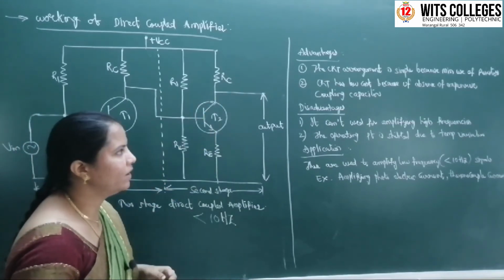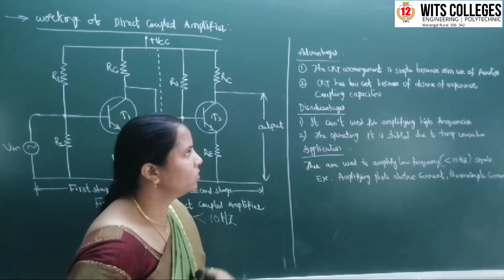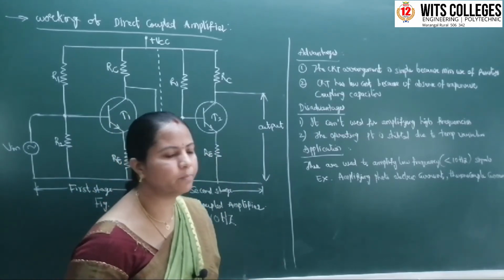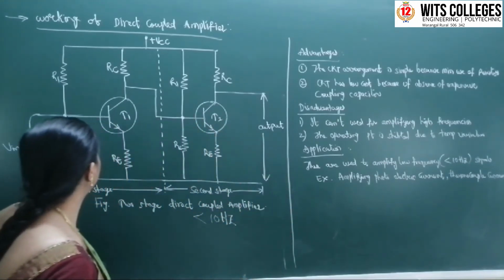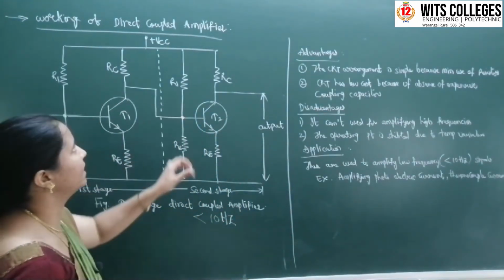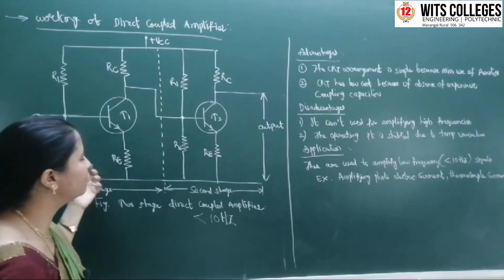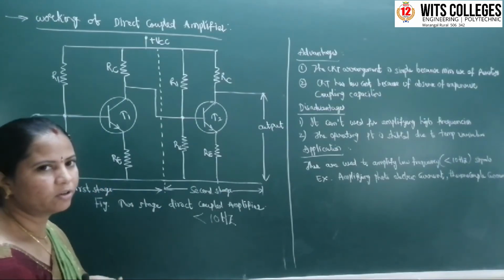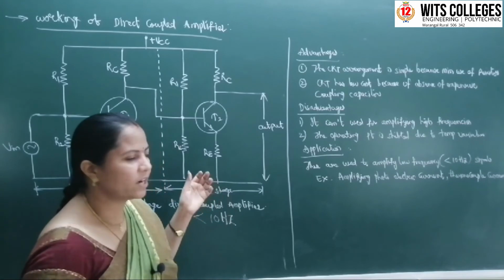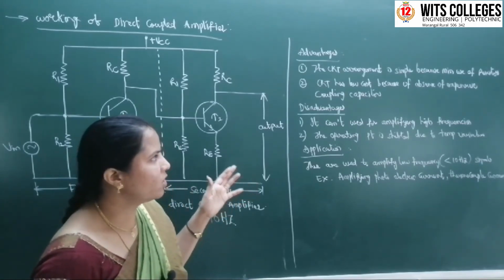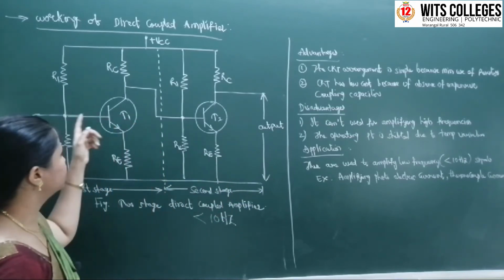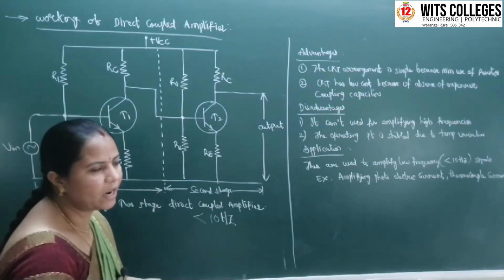Now coming to the advantages and disadvantages. The circuit arrangement is very simple, because we are using only resistors to connect the direct coupled amplifier. The circuit cost is also very low, because we are not using any coupling capacitors, capacitors or transformers.